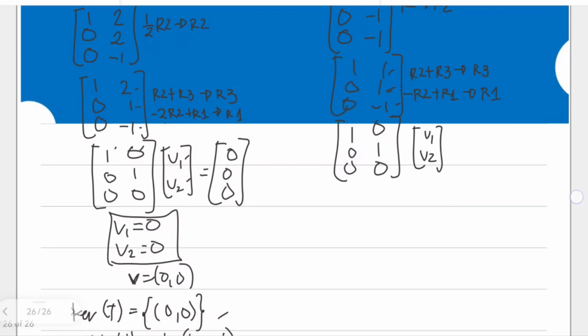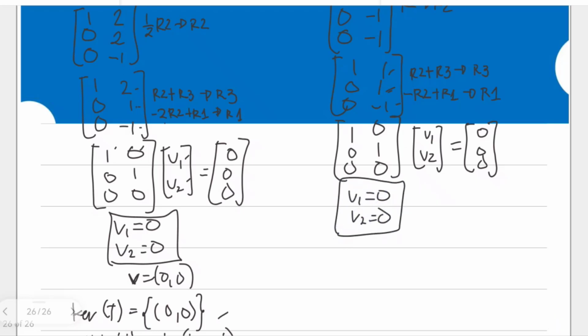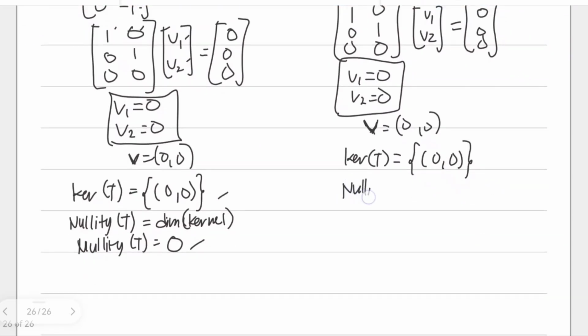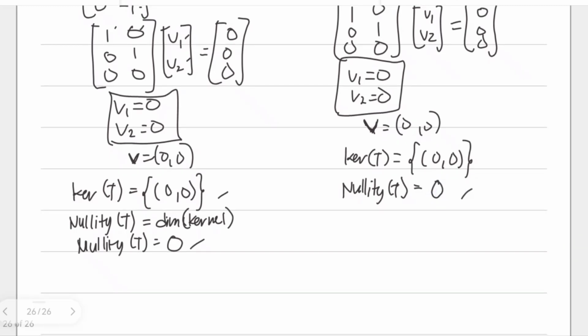Multiply with our vector in R2, equate to our 0 vector in R3. V sub 1 is 0. V sub 2 is also 0. The same here. The vector's components are 0 and 0. The kernel of T is just the set containing 0 and 0, while the nullity of T, as mentioned, if the kernel of T contains the 0 vector itself, is 0. So they have the same results for the two given matrices here.